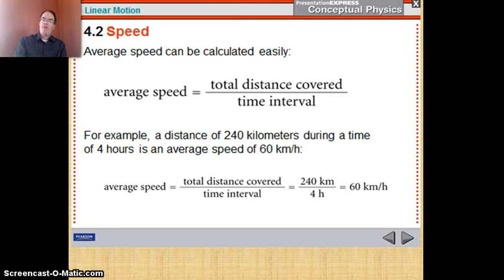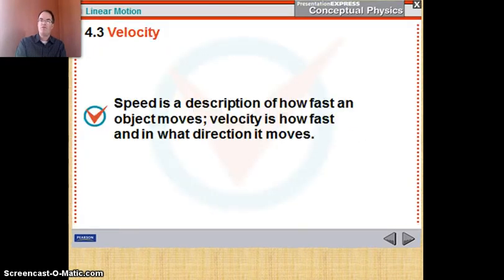So for example, a distance of 240 kilometers is traveled during a time of 4 hours. You would get an average speed of 60 kilometers per hour when you take the total distance and divide it by the time. 240 kilometers divided by 4 is 60 kilometers per hour. This is an average speed. You were going much faster than that at times throughout that trip, but on average, that's what you did.